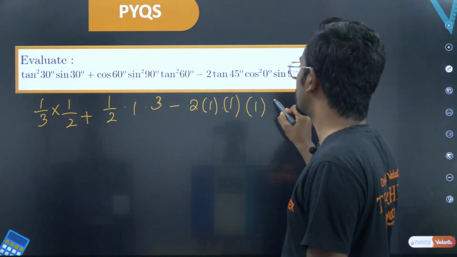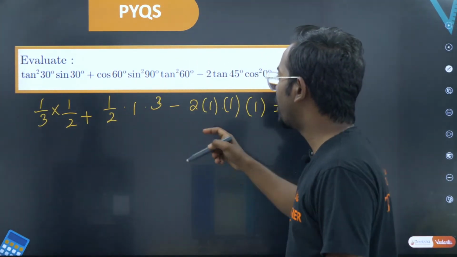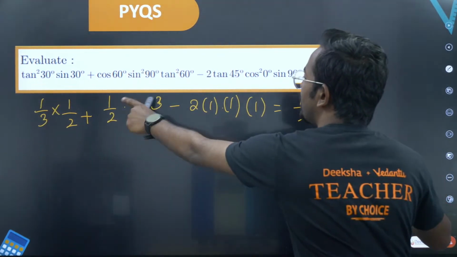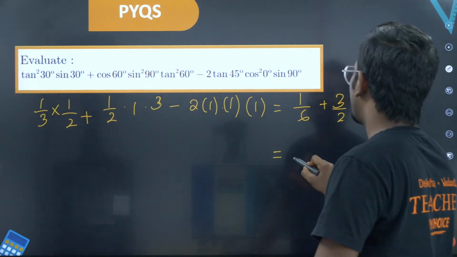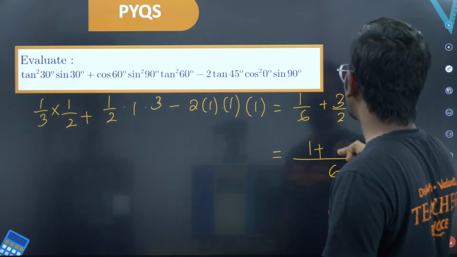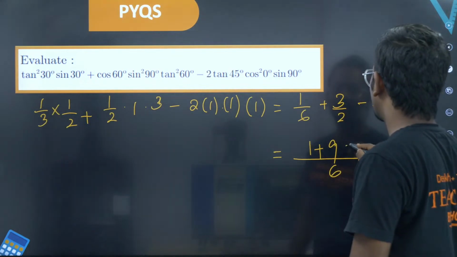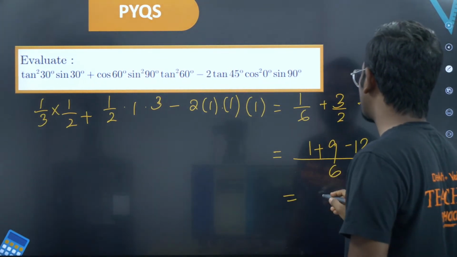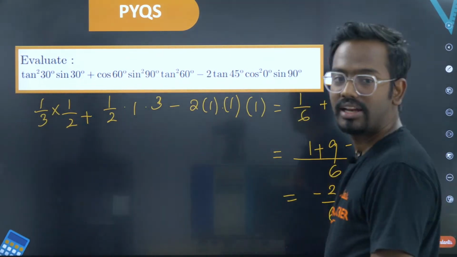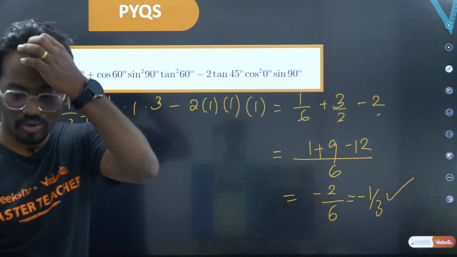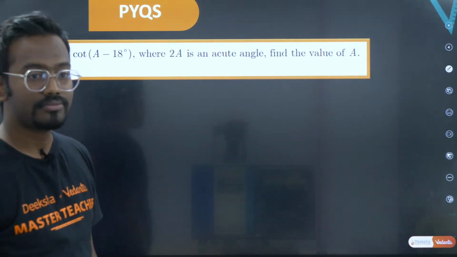Sin 90 is 1. So we'll end up with 1 by 3 into 1 by 2, that is 1 by 6. This is 1 by 2. This will become 3 by 2. Then minus 2. If you take the LCM 6, this will be 1 plus 9 minus 12, so you end up with 10 minus 12, that is minus 2 by 6, which is nothing but minus 1 by 3. That is your final answer. Very simple question. Direct substitution, you'll end up with the final answer. Let's take up the next one.